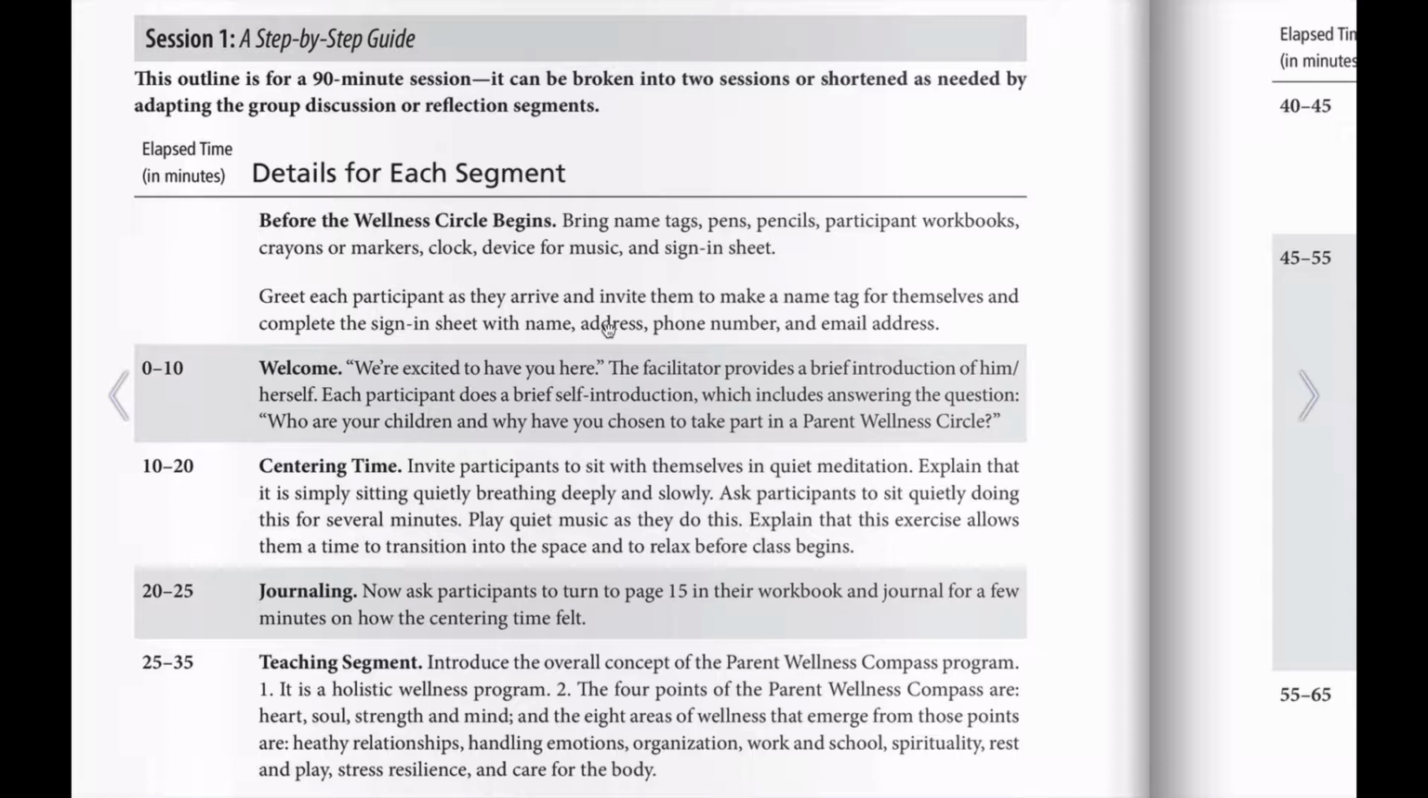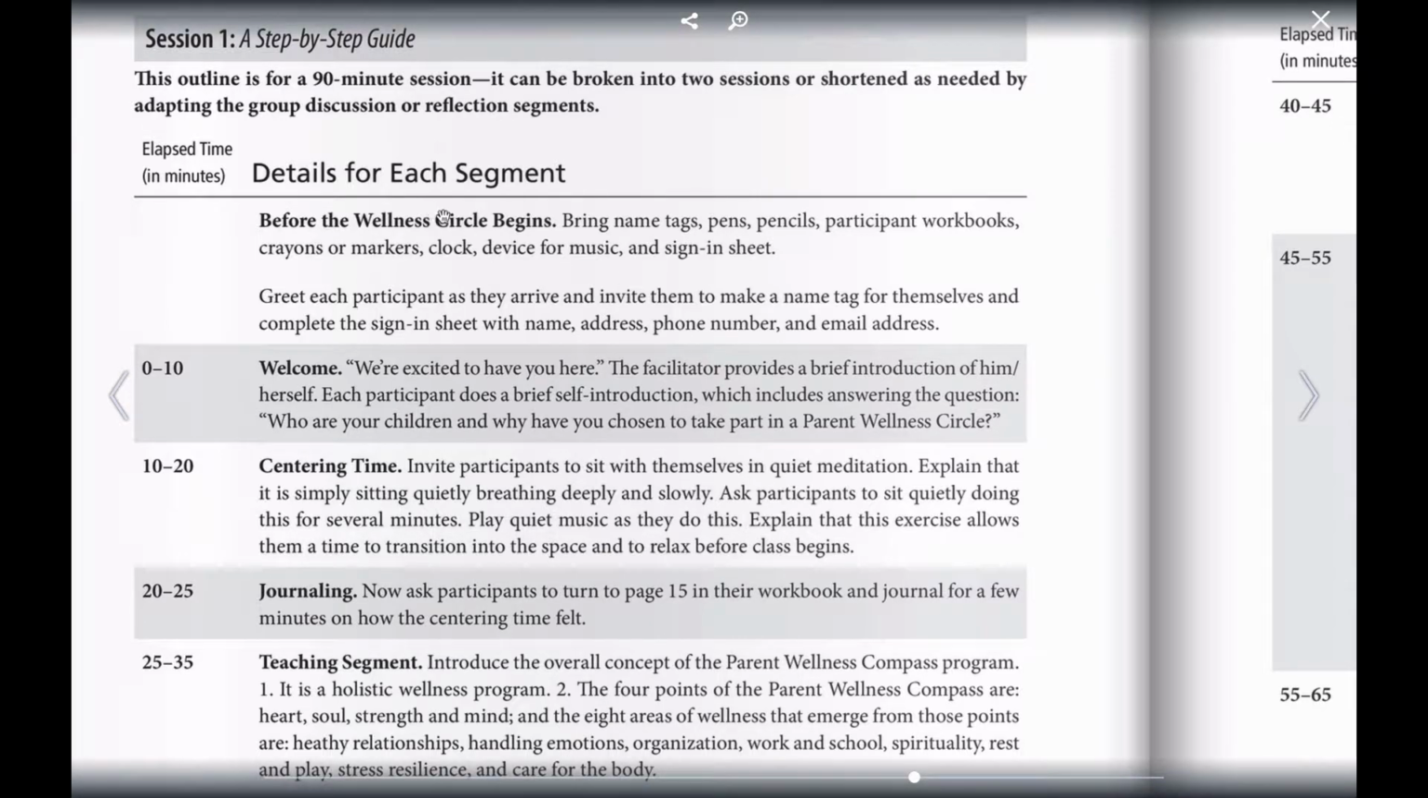We know that the most important thing in session one of any group is really forming the group, creating a culture of trust, of safety, of comfort, of welcome. And so the first thing it starts with is literally setting up the space. We always give you suggestions of things to bring for each session. So you'll see that here.